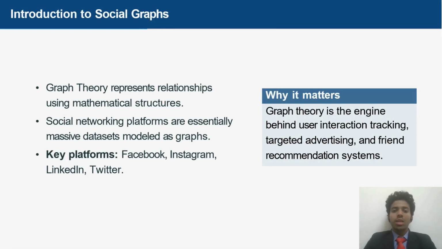Graph theory is basically a branch of mathematics used to represent relationships between entities. In social media platforms, users and their interactions form large networks that can be modeled as graphs. Platforms like Facebook, Instagram, LinkedIn, and Twitter are essentially massive graph structures containing millions or billions of users. Graph theory is important because it helps power key features like interaction tracking, targeted advertising, and especially friend recommendations.